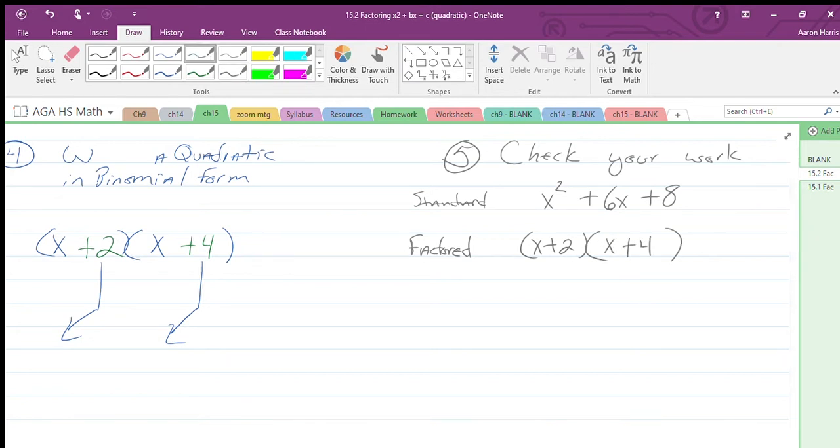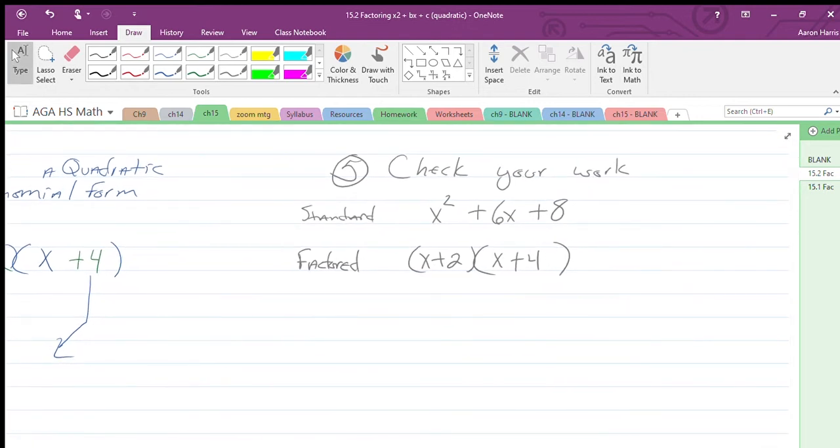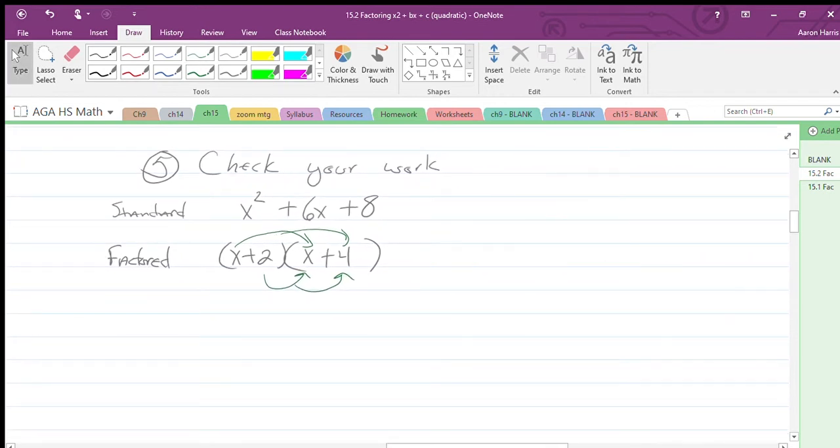Well, I can check and make sure that they're equal by doing what? FOIL. So I am going to distribute there. And what does that say? X times x plus x times 4. So x times x, x times 4, first and outer. Then I have 2 times x plus 2 times 4. That's my inner and last. And now I just multiply it out the way it says.